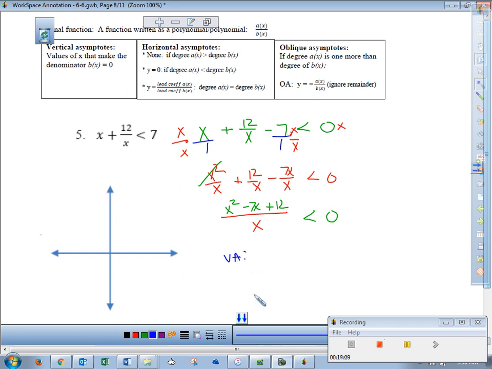That's where the denominator equals 0. I got a vertical asymptote at x equals 0. Horizontal asymptote: the degree of the numerator is larger than the degree of the denominator. There are none. Will I have any oblique asymptotes? Oblique is if the degree of the numerator is 1 more than the degree of the denominator. Will I have oblique asymptotes?